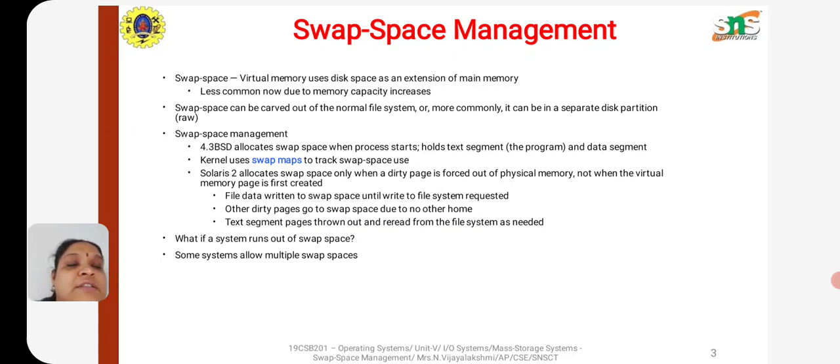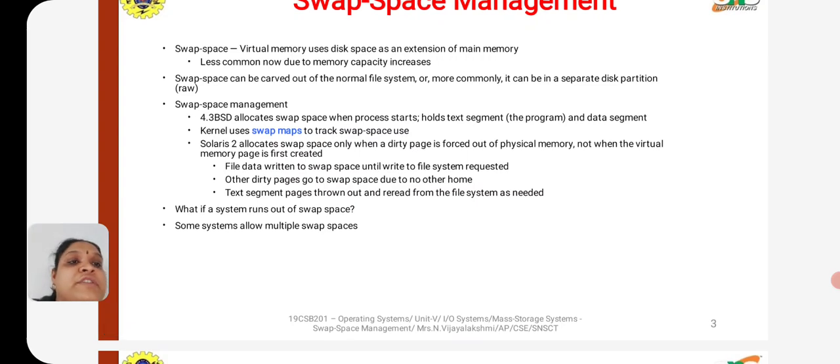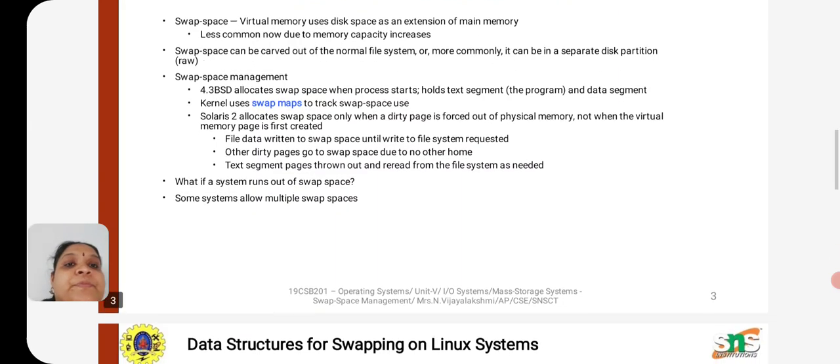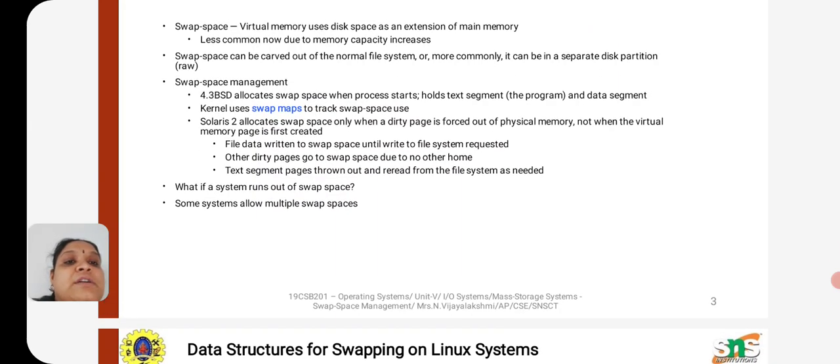allocates swap space when a process starts, holds a text segment, that is the program, and a data segment as well. The kernel here uses swap maps to track the swap space use. The Solaris 2 operating system allocates swap space when a dirty page is forced out of physical memory, not when the virtual memory page is first created. So file data is written to swap space until a write to the file system is requested.